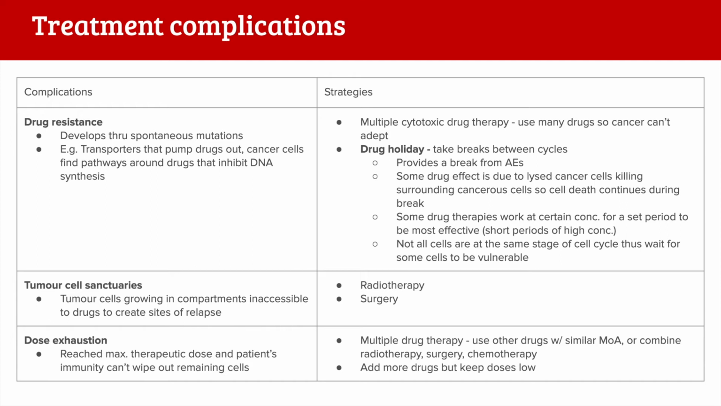And lastly is dose exhaustion. This is when you're using one drug and you've already reached the maximum therapeutic dose, and any more will become toxic to the body. But at the same time, the patient's immunity can wipe out the remaining cells that haven't been killed by the drug yet. So once again, the strategies can be multiple drug therapy. We use other drugs with similar mechanisms of action, or we combine radiotherapy, surgery, and chemotherapy. So we use more drugs, at a lower level, to try and target the cancer. Or we could add more drugs but keep the doses low.